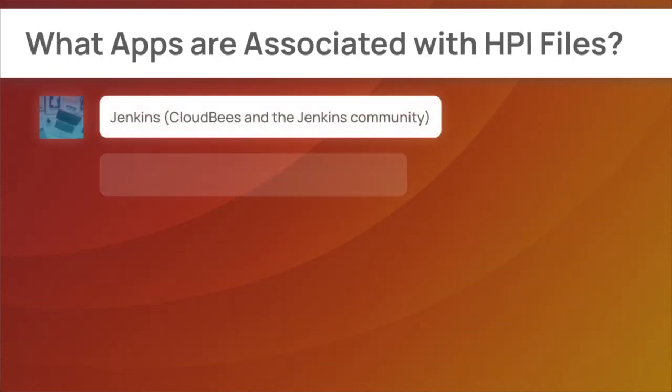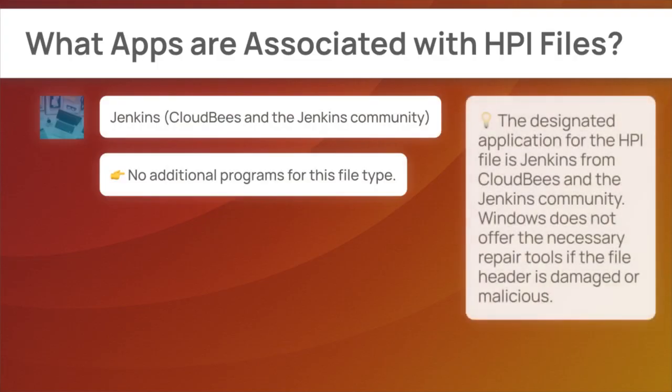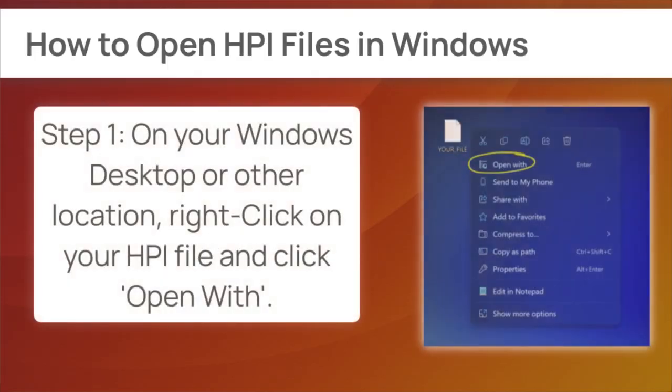The standard opener for HPI is known to be Jenkins, developed by CloudBees and the Jenkins community. Windows does not offer the necessary repair tools if the file header is damaged or malicious. Windows offers only a superficial view, so deeper understanding depends on the host software. The problem is often a missing file hook.